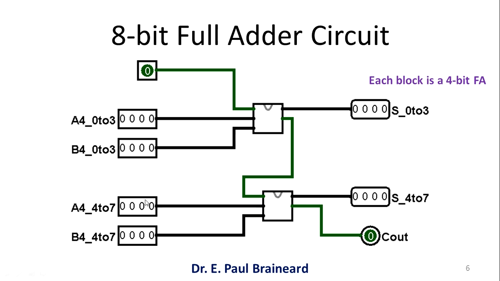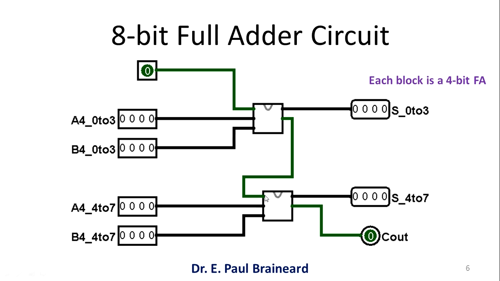Here I am adding the bits from 4 to 7, again 4 bits in length. Here I am getting input from A, and here input from B, which are 4 bits in length. This is how an 8-bit full adder circuit is implemented using two 4-bit full adder circuits. Here each block represents one 4-bit full adder circuit.